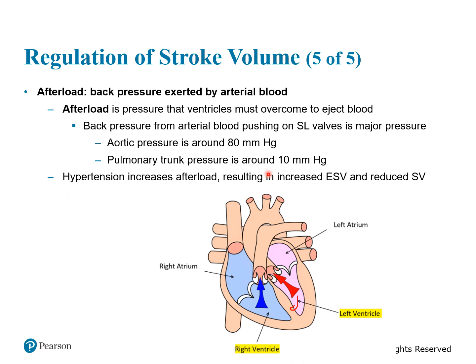And as a result, the end systolic volume increases, more blood is left in the left ventricle. So just imagine that this is the blood which is left in the left ventricle. So the end systolic volume has increased. As a result, stroke volume decreases.